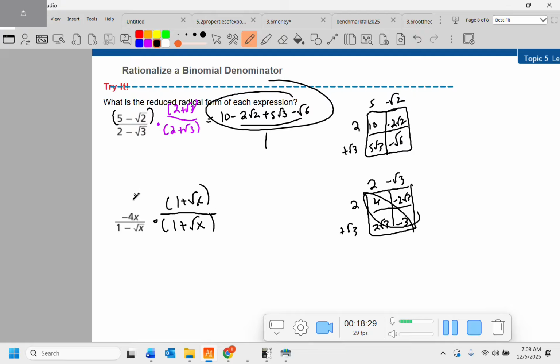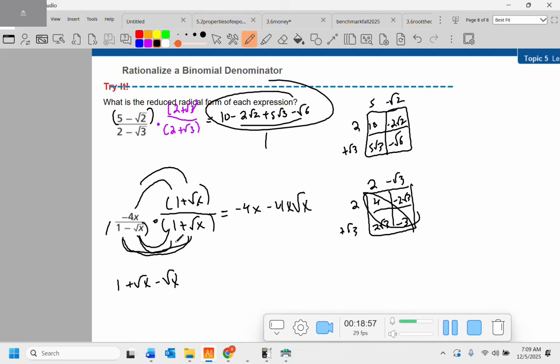And then we do multiplication here, kids. Negative 4x times 1 is negative 4x. Negative 4x times the square root of x is going to be negative 4x square root of x, which you might rewrite as a radical. You might. It's really up to you. All right, down low, I'm going to do the FOIL method this time. 1 times 1 is 1. 1 times root of x is a positive root of x. Negative root x times 1 is a negative square root of x. And then a negative square root of x times a positive square root of x is a negative x. Gone, gone. Denominator is 1 minus x.